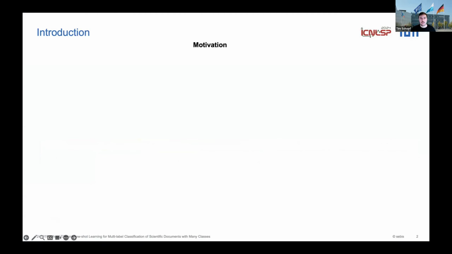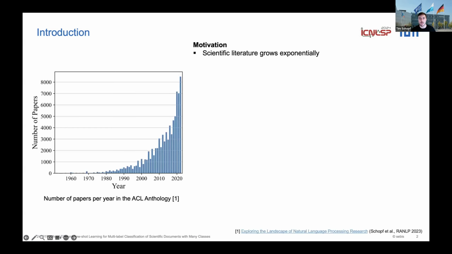I would like to start this presentation with the motivation of our work, which is found within the scientific literature, which has grown exponentially over the last few decades and years, as you can see here on the figure on the left, on the number of publications that are published on the ACL ontology. However, to be searchable and also accessible to researchers, policymakers, the public, and so on, scientific literature has to be managed and should be categorized in digital libraries.